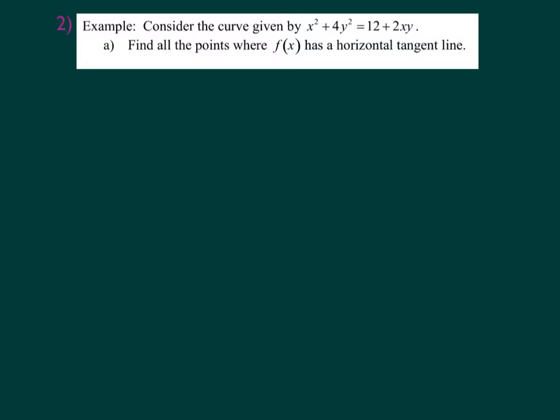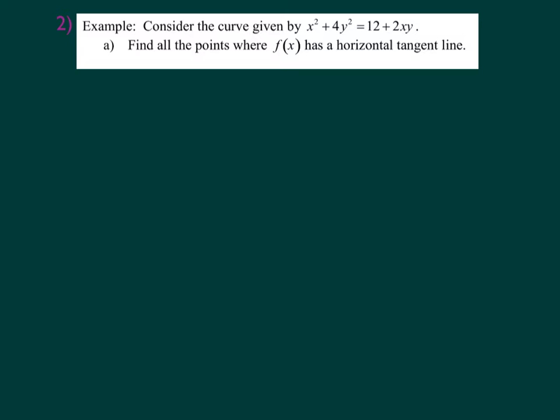Okay, number 2 says, consider the curve given by x squared plus 4y squared is equal to 12 plus 2xy. Find all points where f of x has a horizontal tangent line. Okay, so it's been a long time since we've done one of these questions, so this is a great question to review, something that we haven't touched in a little bit.